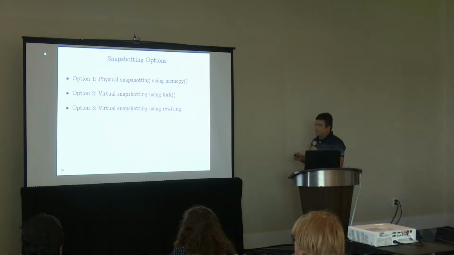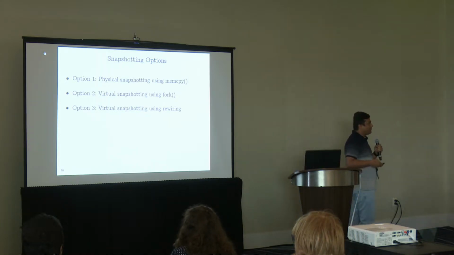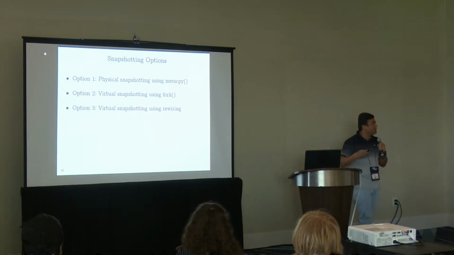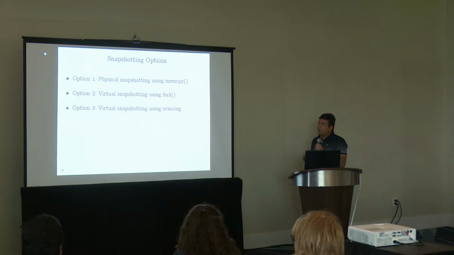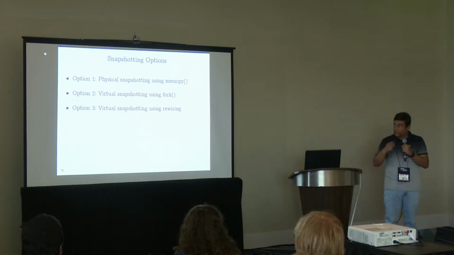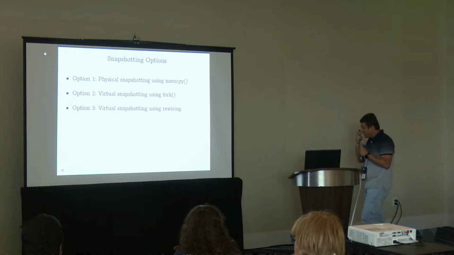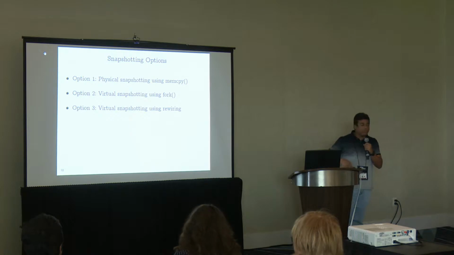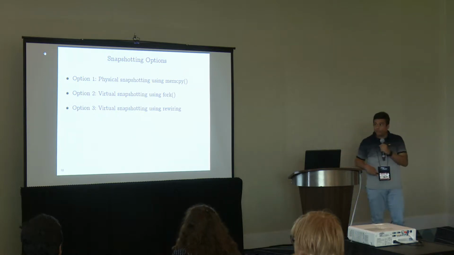So let's first look at what options we have to create these snapshots, right? The first one is the physical snapshot, where you just memcopy the data. The second one is using fork, where you fork a process using the Linux system call. And the third one is rewiring, which we introduced in VLDB 2016. We'll go through all of them one by one and see how they work.